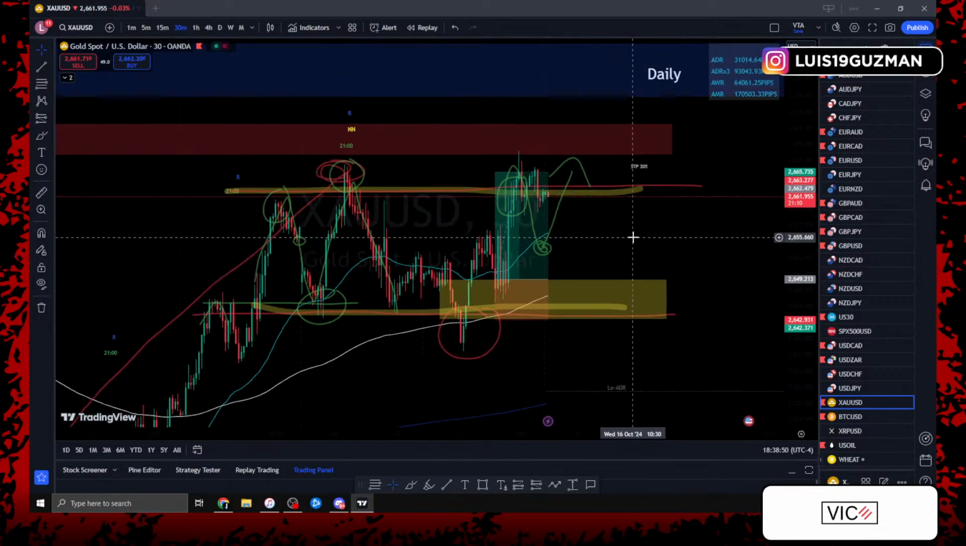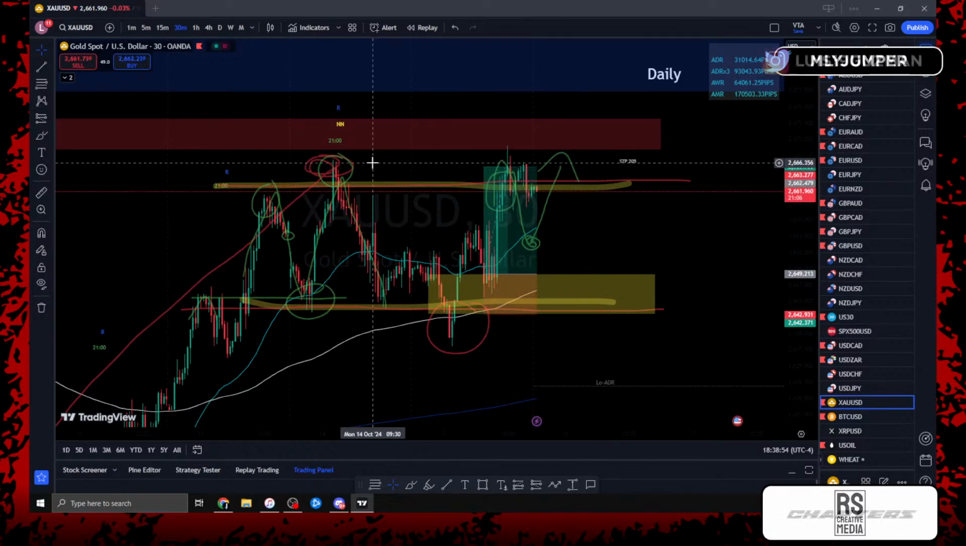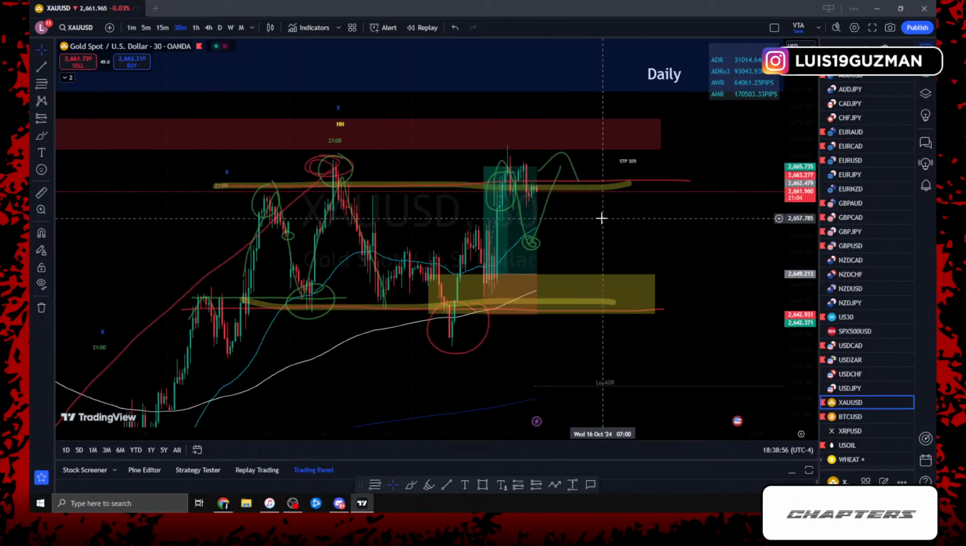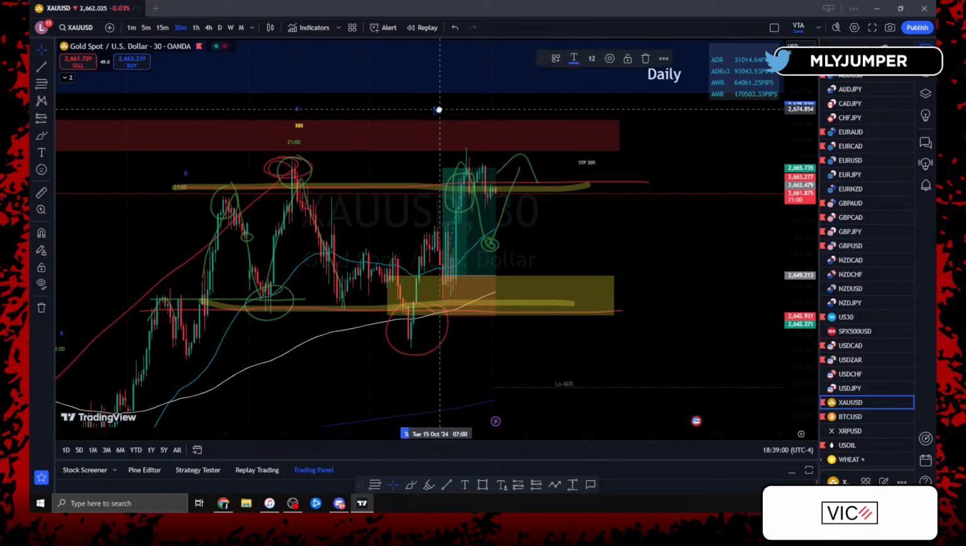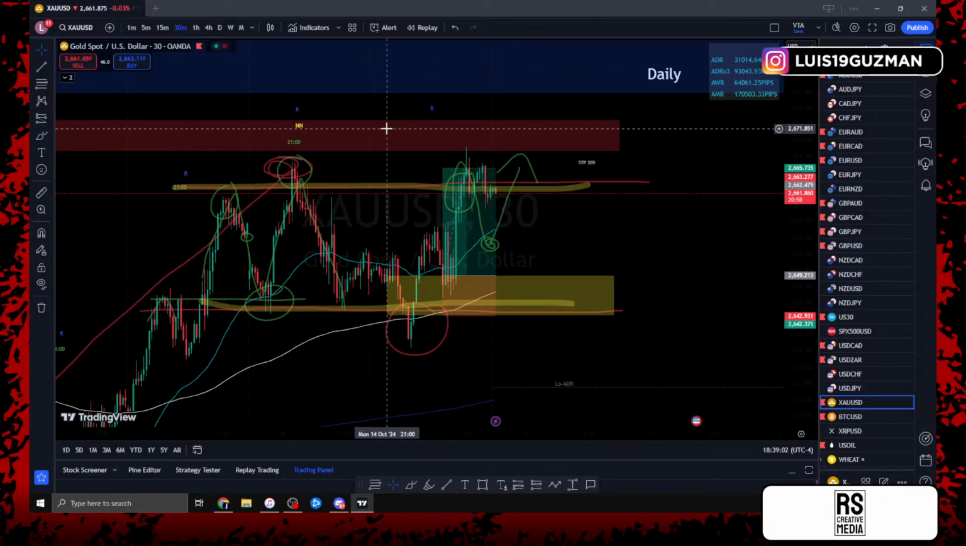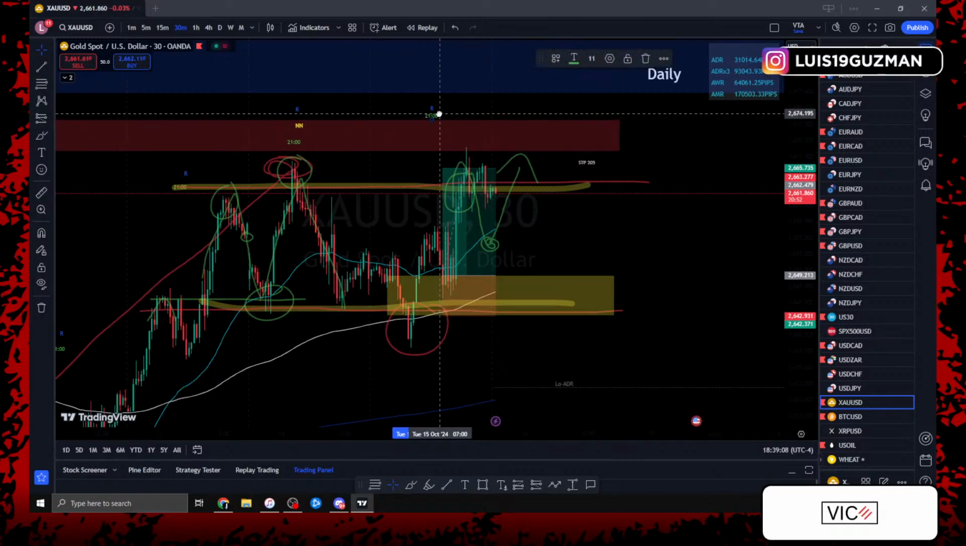So gold was a beautiful trade for today. Very beautiful trade for today. Straight into take profit. As soon as it hit take profit, this is where price started slowing down. Right? Again, waiting for those confirmations, guys, is key in trading. There's no other way around it. There's nothing more than waiting for your confirmations.